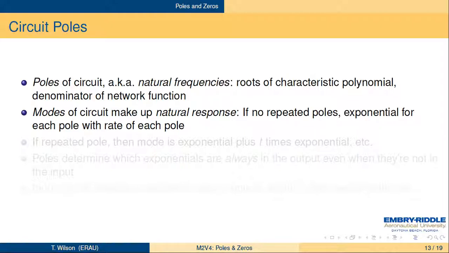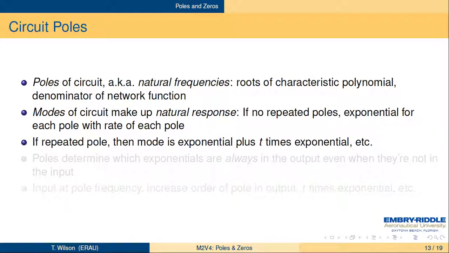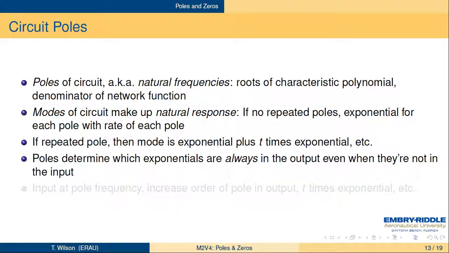So if you don't have any repeated poles, you're going to get an exponential for each pole, and the exponential is going to have the rate which is the value of the pole location. If you do have a repeated pole, then your mode is going to be your exponential plus t times an exponential. That's the way anytime you deal with terms in the denominator with squares and cubes and the like. If you have a cube, you have a t squared times the exponential.